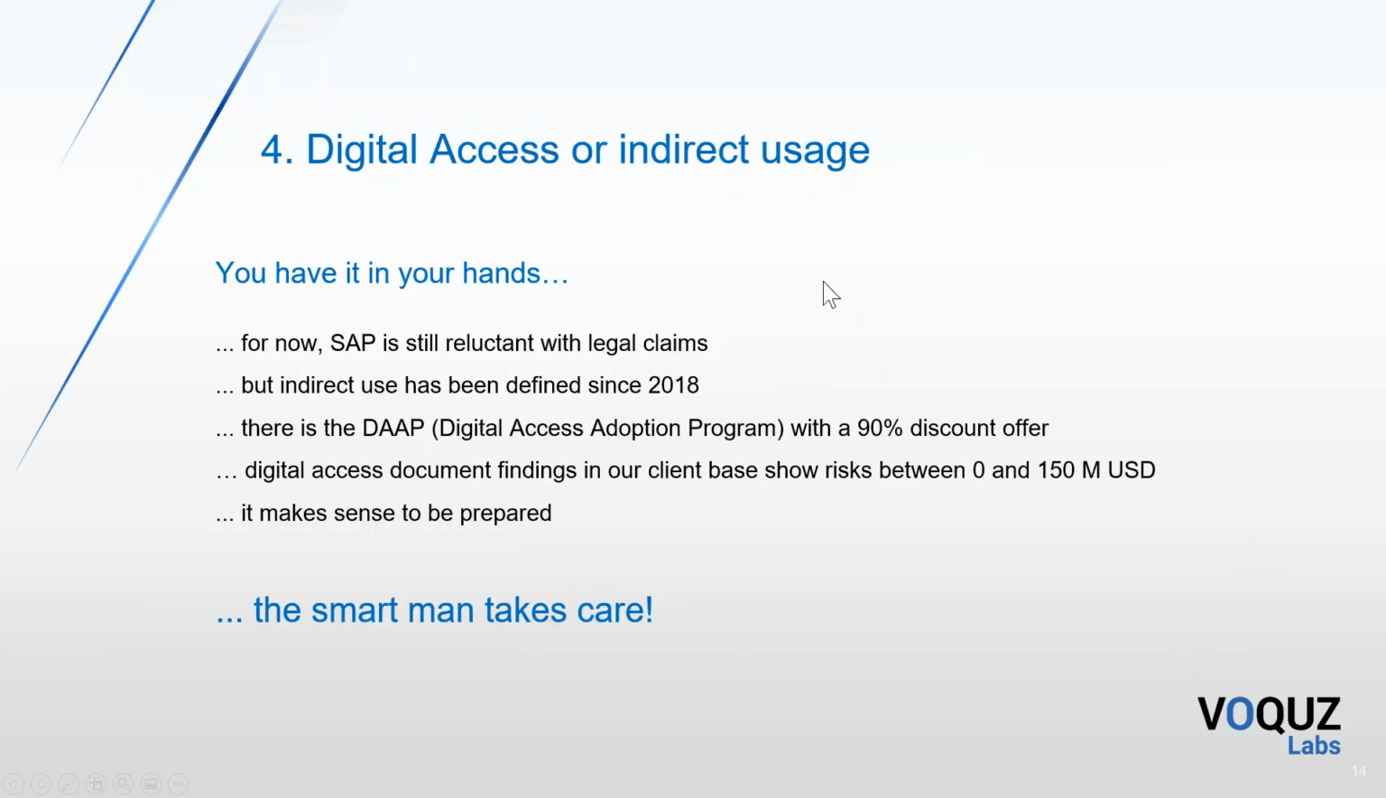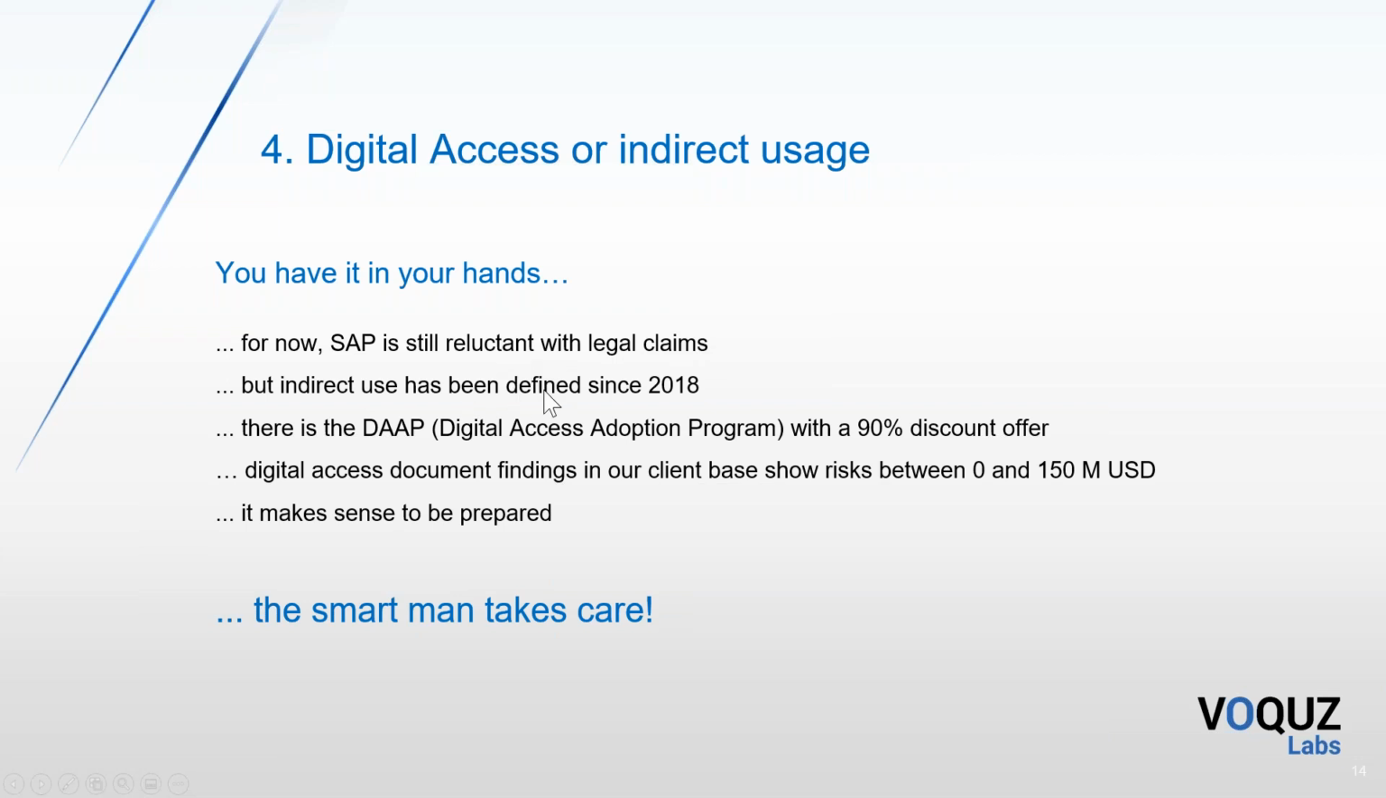So now, getting away from general terms and into a specific term: digital access, or indirect usage. We did see two occasions, with Anheuser-Busch and with Diageo in Europe, where SAP applied some legal claims and in the end negotiated a solution for their digital access out of court with the clients. Today, SAP is very reluctant with legal claims. We don't see this happening.